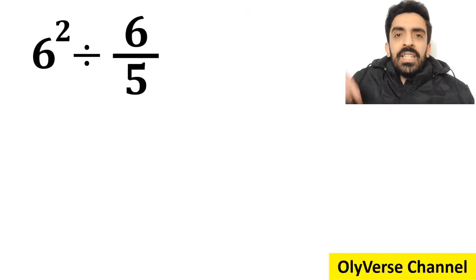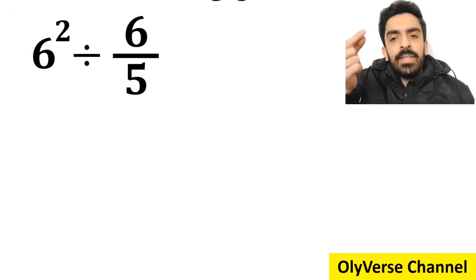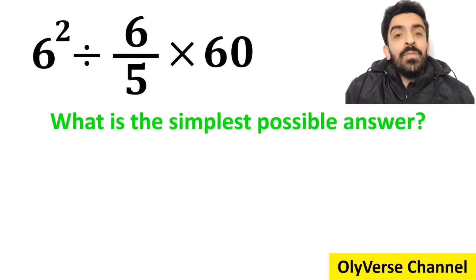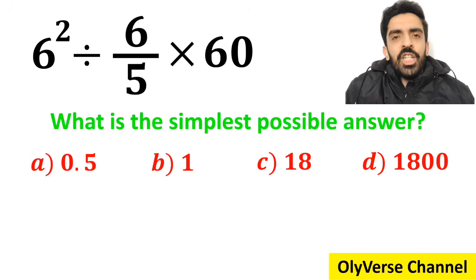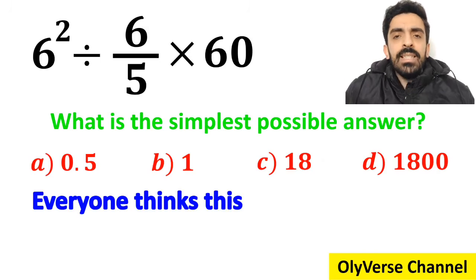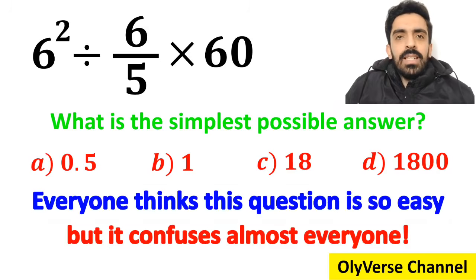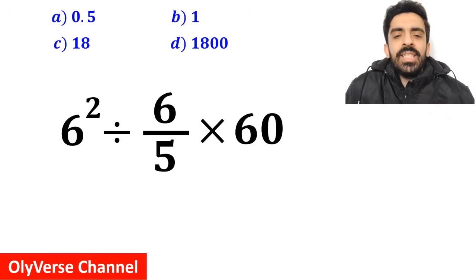If we have the expression 6 to the power of 2 divided by 6 over 5 multiplied by 60, then what is the simplest possible answer for this expression? Which option do you think is the correct answer to this question? Everyone thinks this question is so easy, but it confuses almost everyone. Let's take a closer look and solve it together.